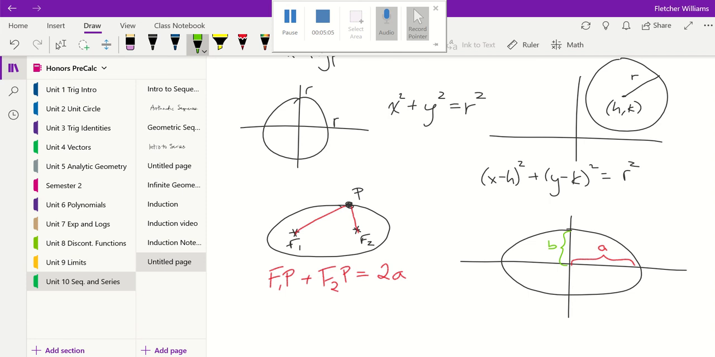So A, think of it, right? Don't be overwhelmed by big words. Semi means half. Major meaning the longer one. Half of the longer axis. Semi-major axis, A. Semi-minor axis, half of the smaller one, B. Easy. Okay?